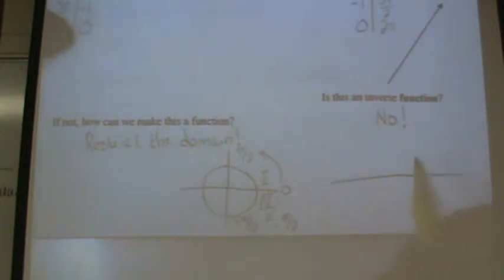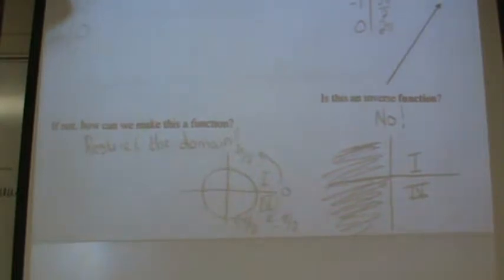So when we look at these as graphs, we're only interested in quadrant 1 and quadrant 4. These two quadrants aren't going to matter. Why? Because we're restricting our area.